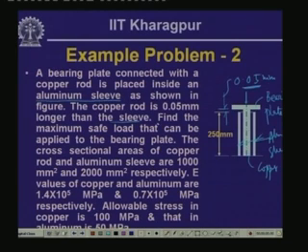Now, we will have to find the maximum safe load that can be applied to the bearing plate. On this plate, the maximum load P that can be applied has to be computed. The cross sectional areas of copper rod and aluminum sleeve are 1000 millimeter square and 2000 millimeter square. E values of copper and aluminum are 1.4 into 10 to the power 5 MPa and 0.7 into 10 to the power 5 MPa. Allowable stress in copper is 100 MPa and that in aluminum is 50 MPa. So, the maximum permissible stresses and the cross sectional areas are given. Now, our job is to compute the value of P which can be safely applied on top of this bearing plate.